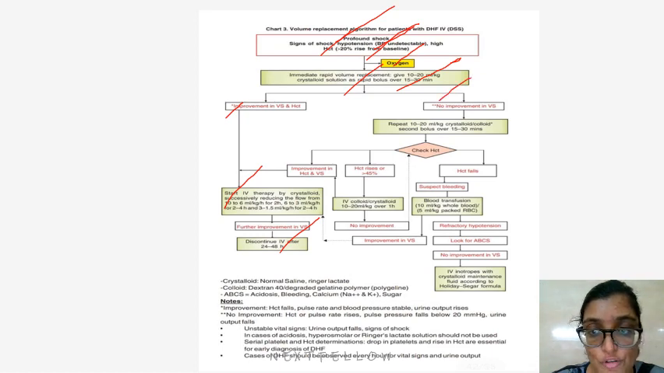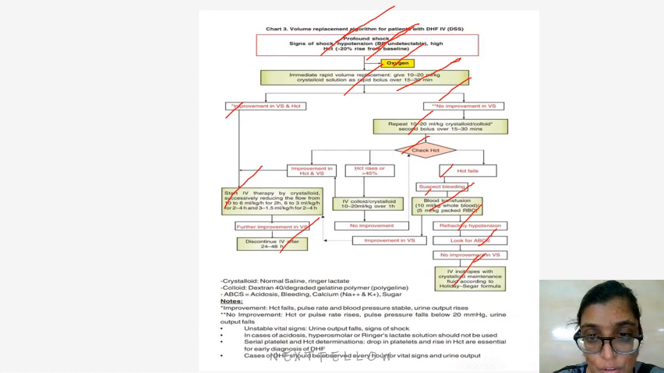Now, if there is no improvement, then repeat. You have to give it again at 10 to 20 ml per kg crystalloid and colloid, second bolus over the 15 to 30 minutes. Then you have to check hematocrit. If hematocrit falls, you have to suspect bleeding, then you have to transfuse whole blood. If there is refractory hypotension, look for airway, breathing and circulation. If there is no improvement, then you have to give IV inotropes.